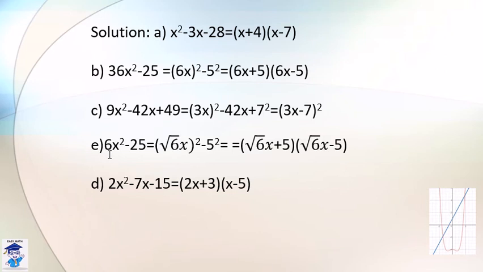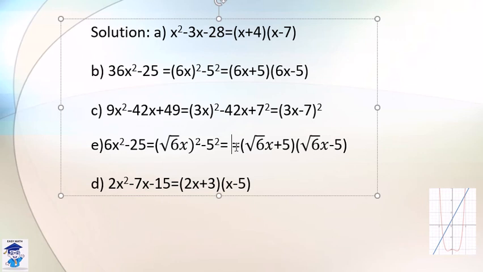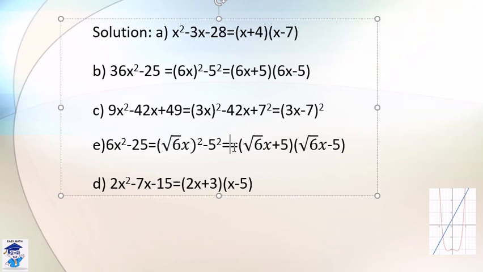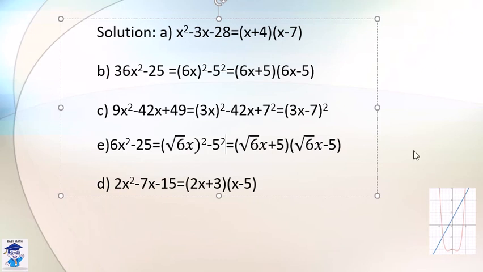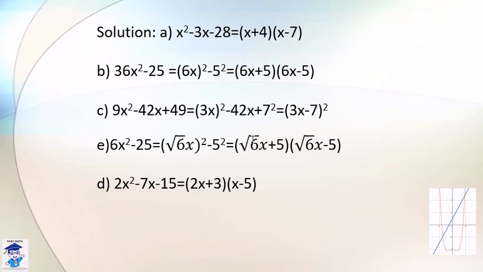Number E, 6x squared minus 25. Here you made a square, so this is the square of square root 6, which is 6. 5 squared is 25, with the negative in the middle. So we can get this answer: square root 6 times x plus 5 times square root 6, and times x minus 5.